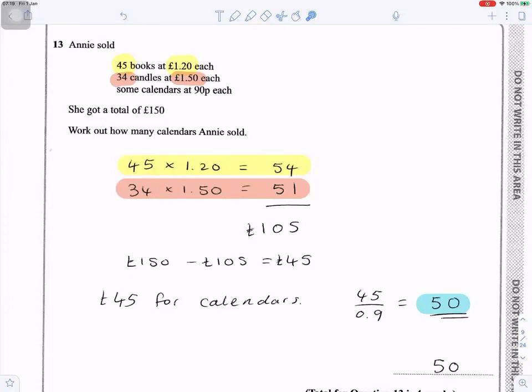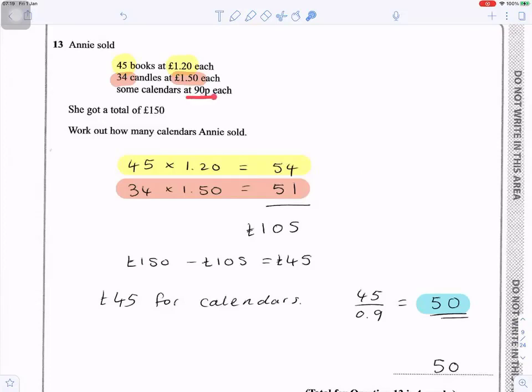So for the total, you add the amount for the 45 books and the 34 candles. 54 plus 51: 4 plus 1 is 5, 5 plus 5 is 10. It gives you £105.